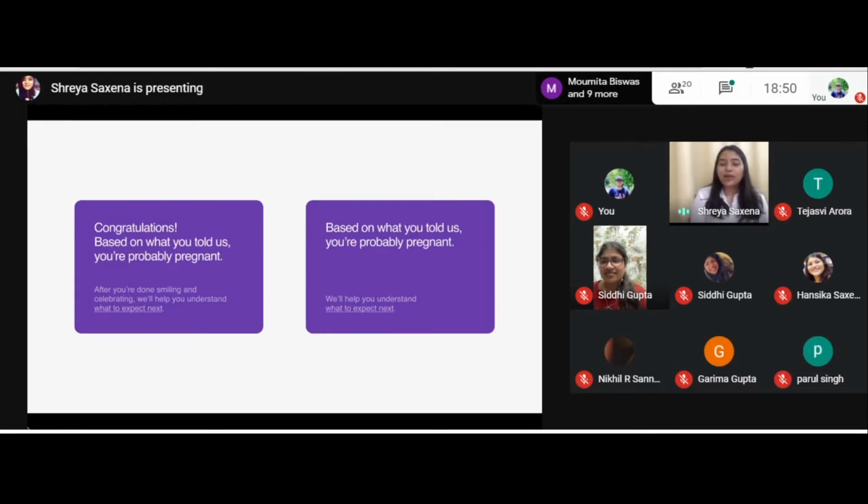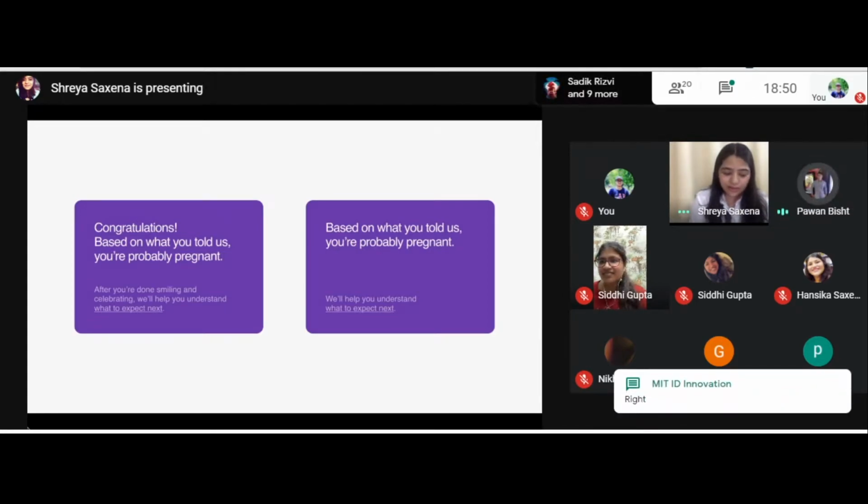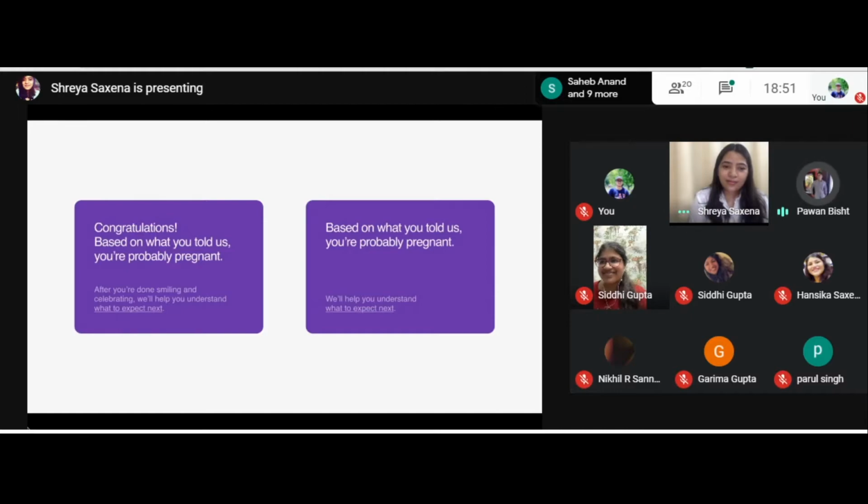Anyone else with a different opinion over here? Why should we go with the left and not with the right? I think I would go with the right one because they are saying she's probably pregnant. So if it is only probable, then why are you saying just congratulations? You are definite that you are saying congratulations, and still you are saying probably. Okay. So it's kind of like two different aspects. All right. So here we have another opinion.